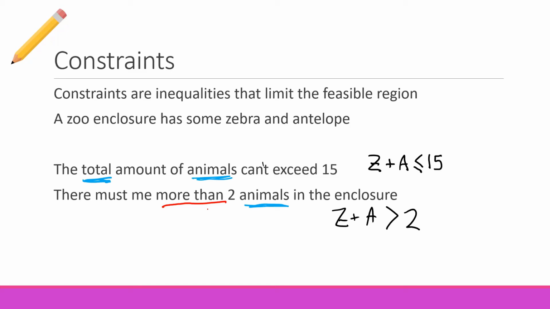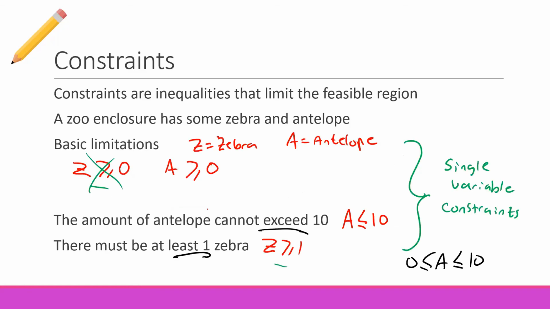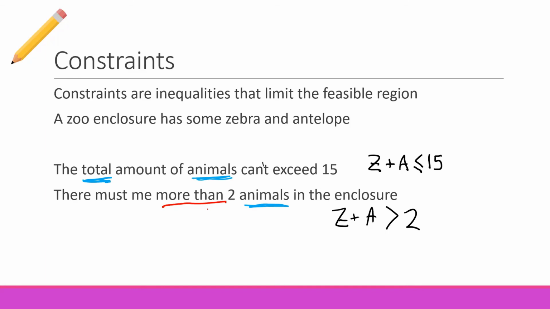So that gives us a bit of an idea, again, of some of the constraints. But then again, we also have to remember, if we were looking at this, we'd have to factor in these previous constraints. So we have to make sure that there is at least 1 zebra. So Z has to be 1 or more. So Z can't be 0. So you can't have an enclosure of just all antelope. You could have an enclosure of just all zebras at the moment. So that's interesting.